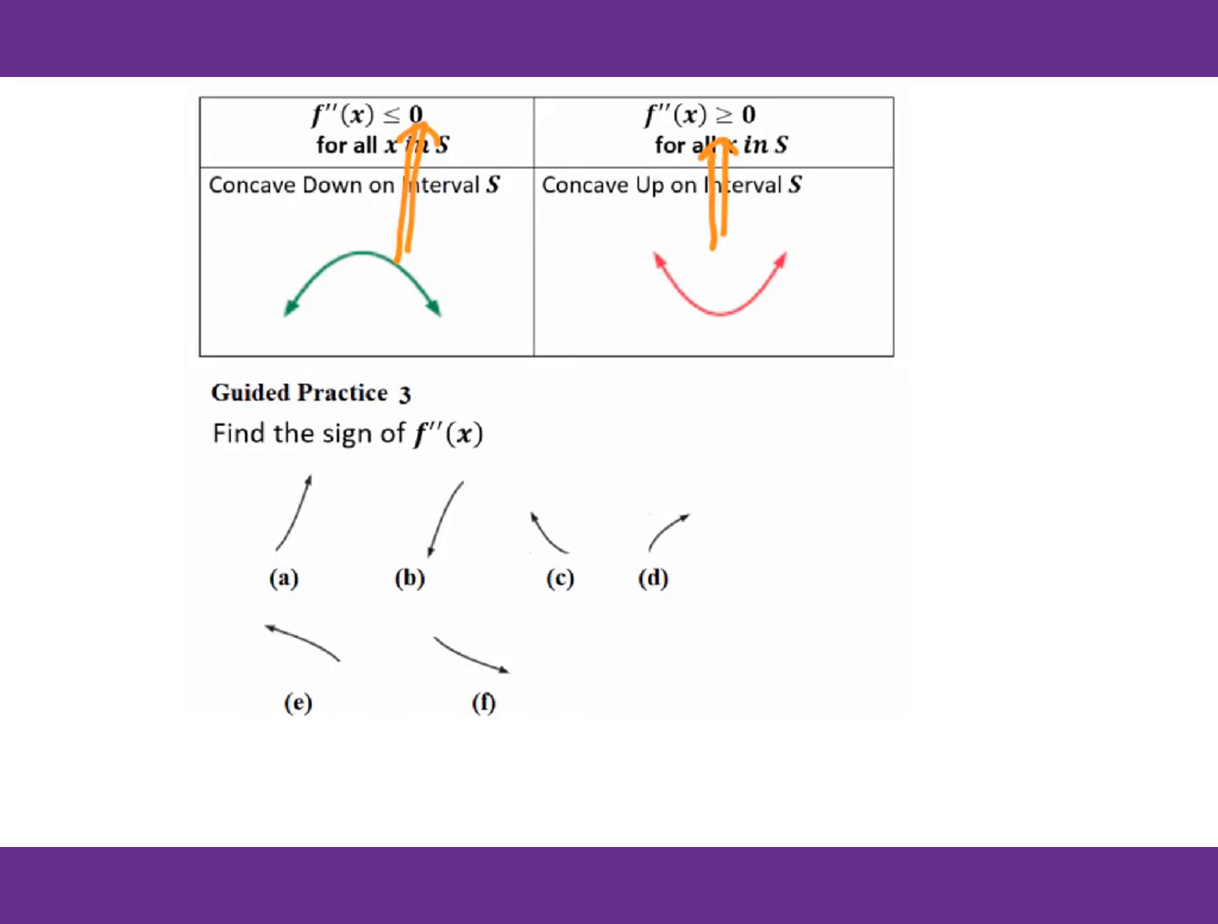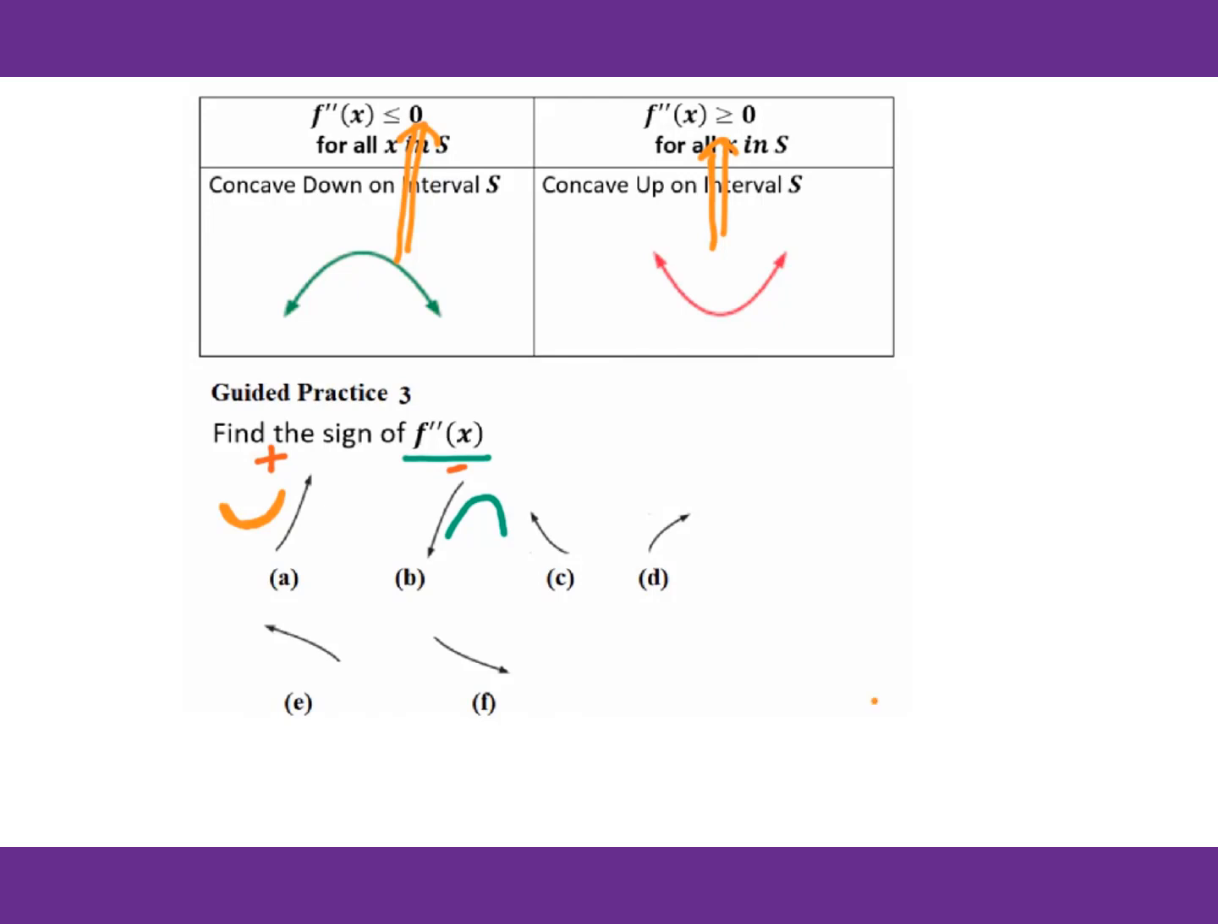Find the sign of the second derivative for each graph. You have to know how to decide whether the graph is concave up or concave down. Let's check A. We could see the graph will be like this. It's part of a concave up, therefore it's positive. For B, we know the graph is like this, so it's concave down. The sign of the second derivative will be negative.